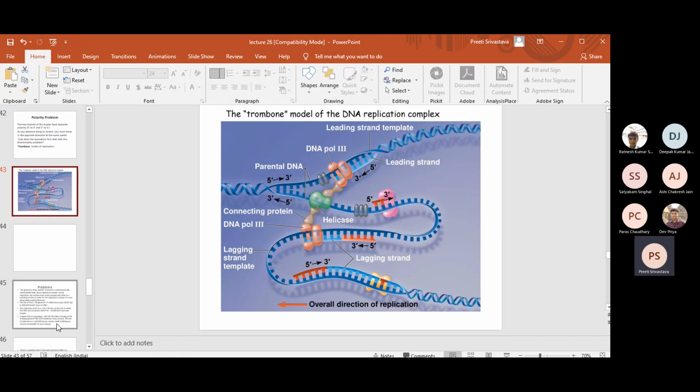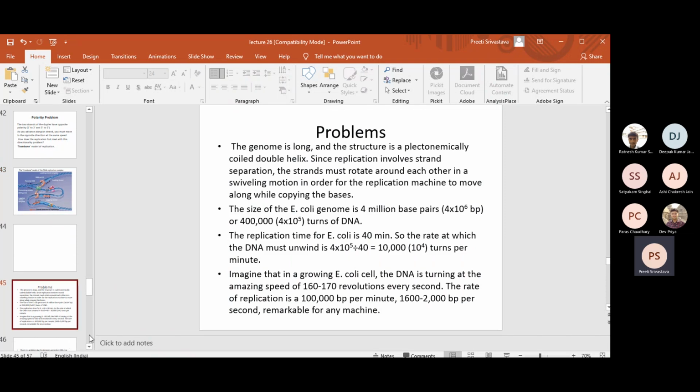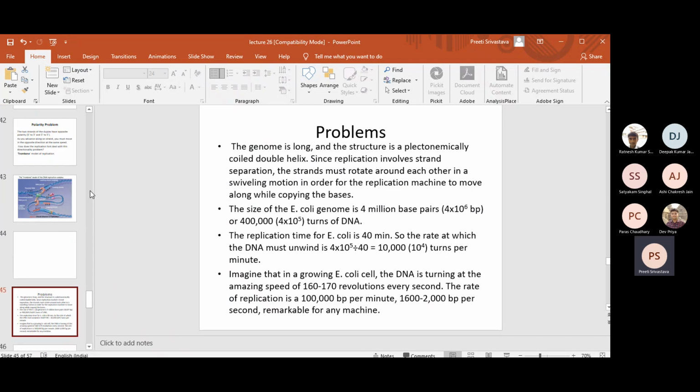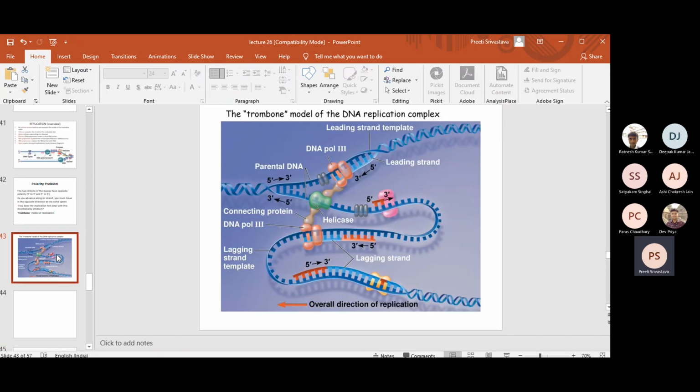So I think I will not continue any further. We will discuss simple problems related to DNA replication, and we will discuss briefly rolling circle replication and regulation of replication in the next class possibly. Because I do not want you to get overpacked, I would wish that whatever we have discussed today, I think it was clear. Yes.